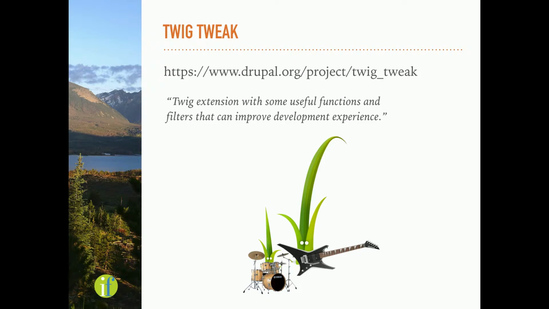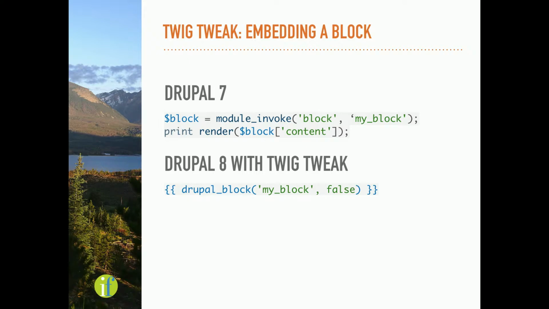First of all, that Twig Tweak project page is really good too. They have a whole block of code that shows you everything that you can do with Twig Tweak. I'm going to tell you about one thing that you can do and how we build our mega menu, but there's so much more you can do. So let's talk about embedding a block. In Drupal 7, you make your variable, you invoke the block module, you pass the machine name, and then you render the block. With Twig Tweak, you just do a drupal_block, the machine name of the block, and you put that false flag if your block is not placed on admin structure block.